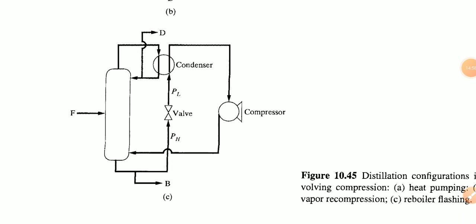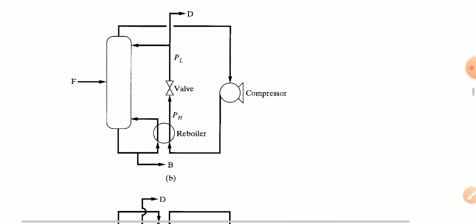Okay, this is the main figure of this section for the heat integrated distillation process, vapor recompression and reboiler flashing, with the positioning of a heat engine and heat pump, in this figure and also this one.